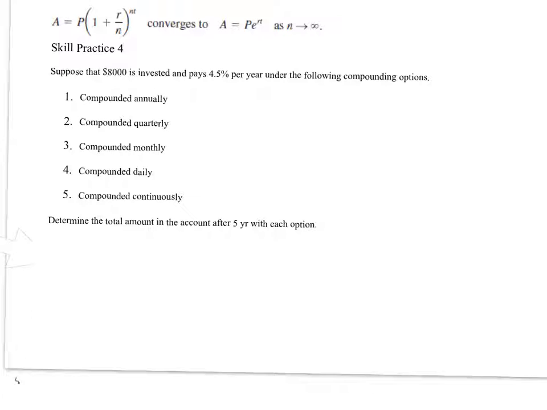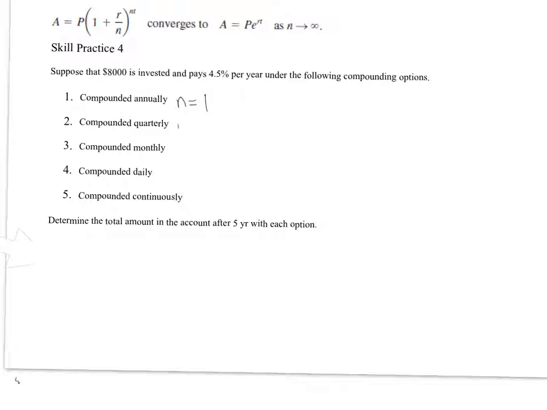Here's your scenario. Suppose that you have $8,000 and it's invested. We're investing $8,000 and it's paying about 4.5% per year under the following compounded options. Our first case is compounding annually. If it's annually, then our n in this situation is going to be 1. Our second situation is compounded quarterly.